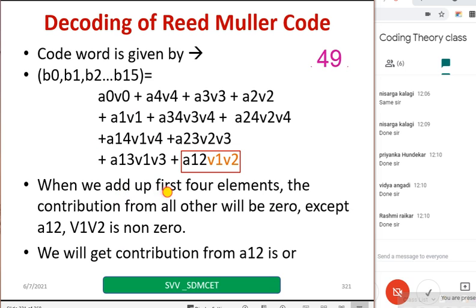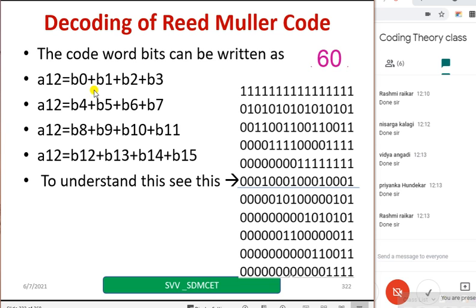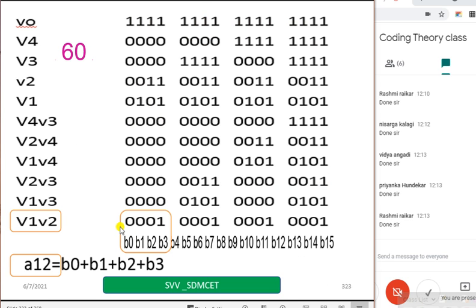Thank you. Now we can write an equation: A12 equal to B0, B1, B2, B3, and A12 equal to B4, B5, B6, B7. So how are we writing? We are assuming this column is B0, this column is B1, this column is B2, this column is B3. So 4 at a time we are adding. A12 I will get by adding this, A12 I will get by adding this, and A12 I will get by adding these 4. That only I am doing here.